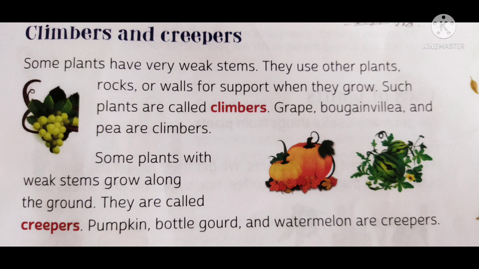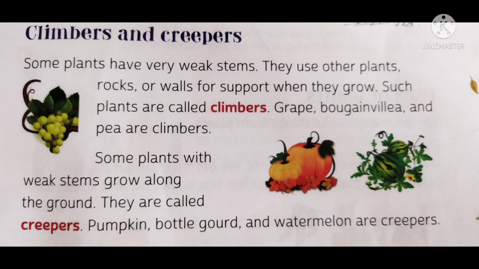So, what are climbers and creepers? They both are plants which have very weak stems. Okay, children, their stem is very weak and they use some support to grow. They cannot grow without the support of a thing. They use either some other plants or sticks or rocks or walls for support. You might have seen some of the farmers, they put a stick in the soil just to give support to the plant so that the plant may take support and grow.